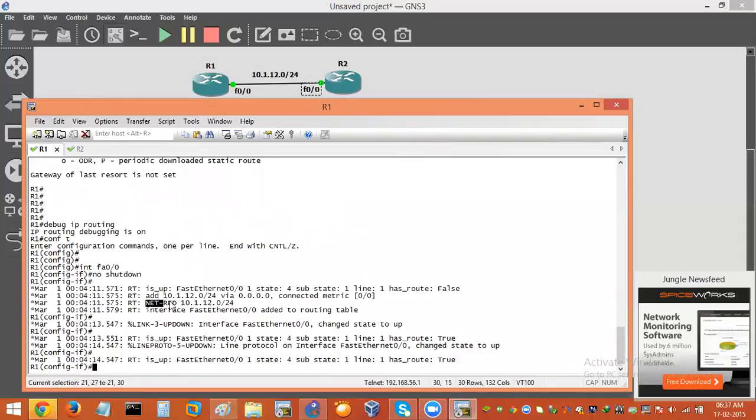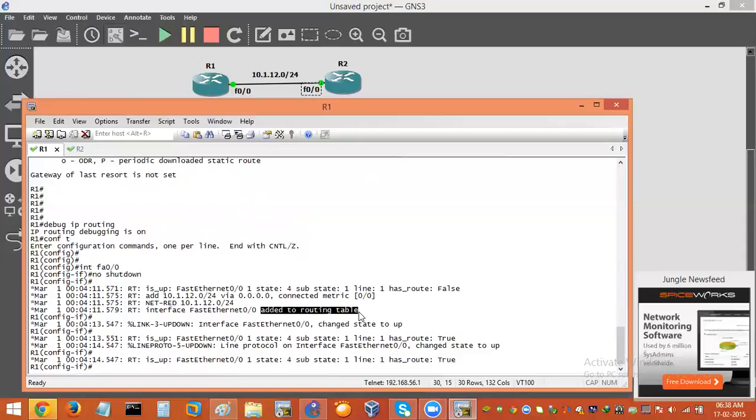So network redistribution, this is telling you that something is getting added. I'm doing an addition of 10.1.12.0/24, and what I'm doing, this is via FastEthernet 0/0 added to the routing table. So these debugs are going to be really fun to learn. Using these debugs, you can actually see the detail behind the command line, what the device is actually doing. So different debugs we are going to use to see the output.